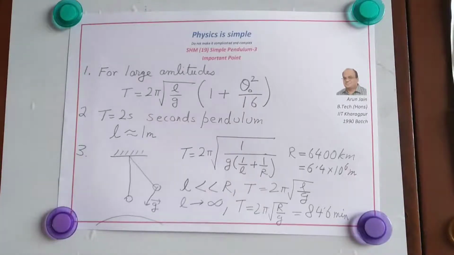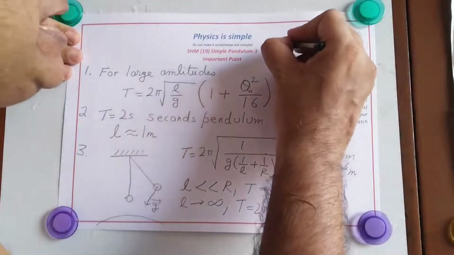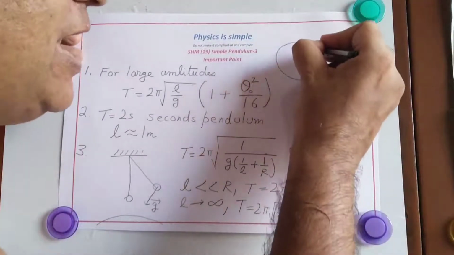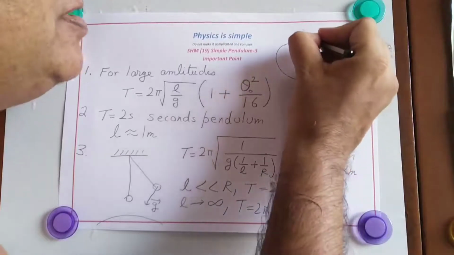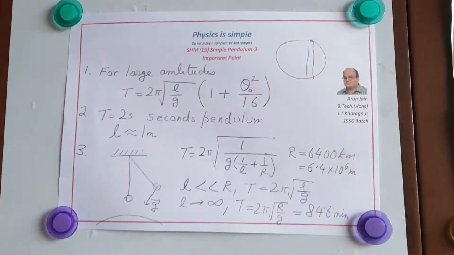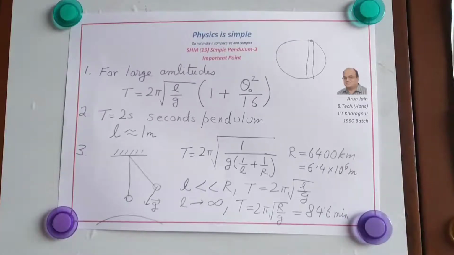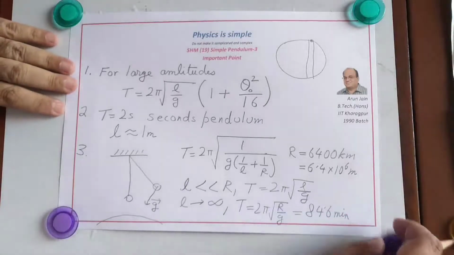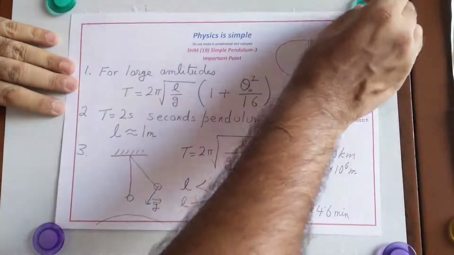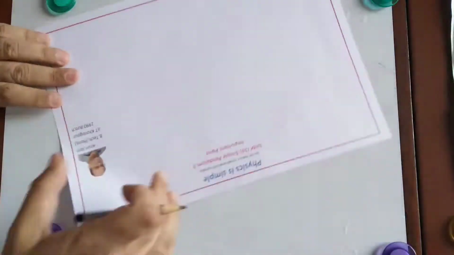If we dig a tunnel along any chord of the earth and we release a particle with zero velocity here, it will oscillate simple harmonically with a time period of 84.6 minutes. And if the length of a day becomes 84.6 minutes, then bodies at the equator will become weightless. So this 84.6 minutes, which is 2 pi root over R by g, is very, very important in physics.